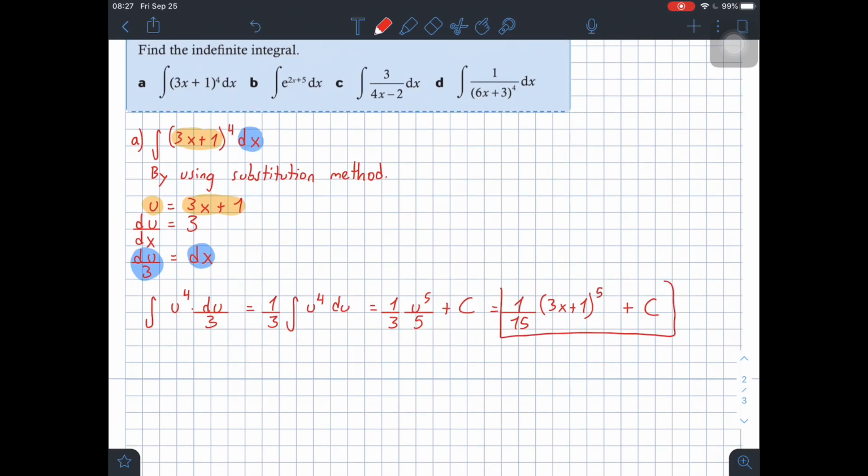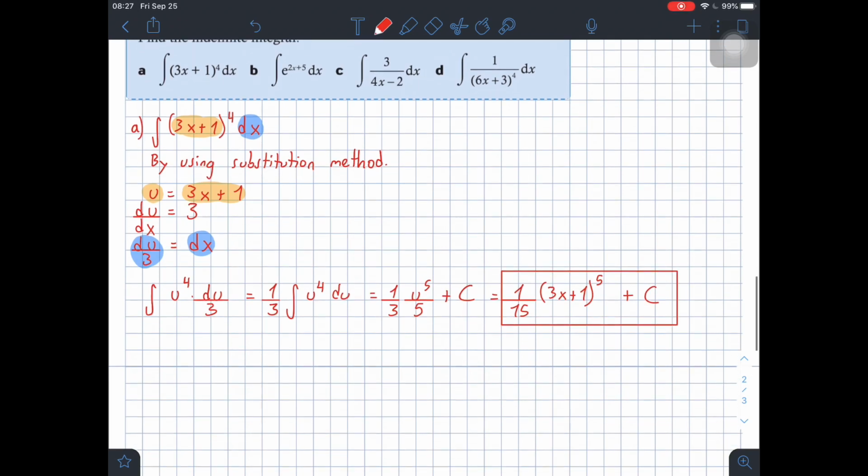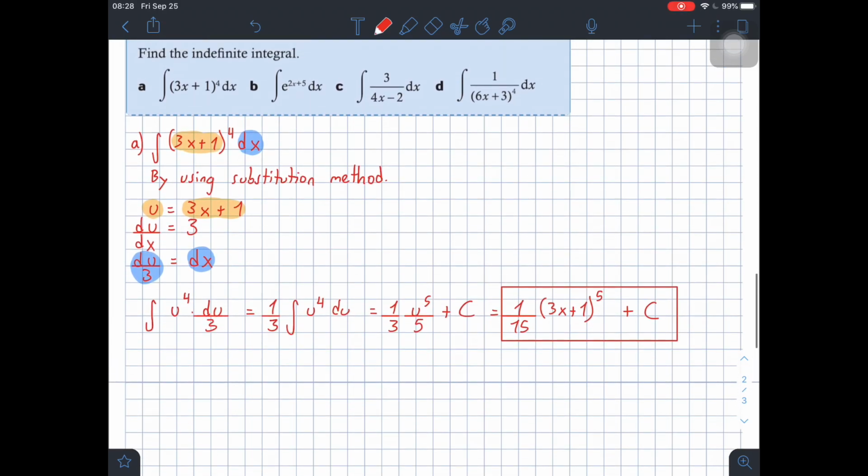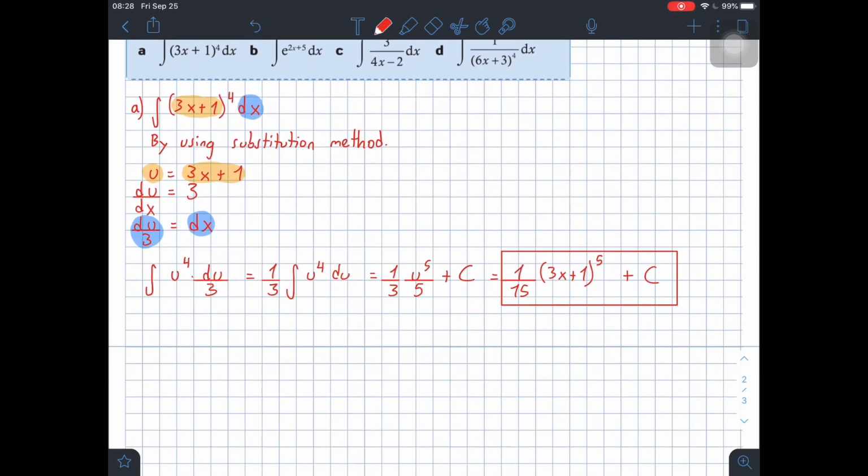So you see how we could find the integral, which was a very simple integral, by doing a change of variable, which is known as the substitution method. You're going to be practicing with this a lot later on, okay? Now let's see part B.